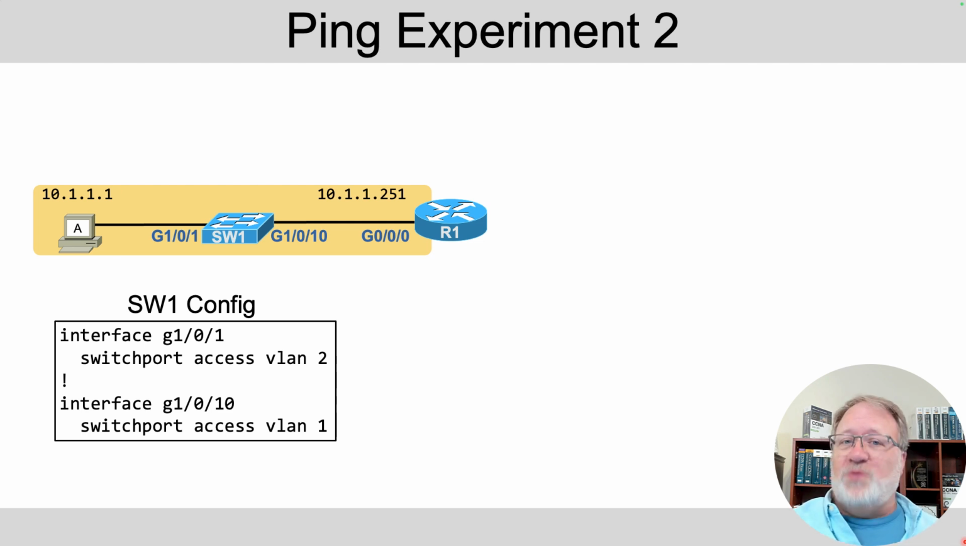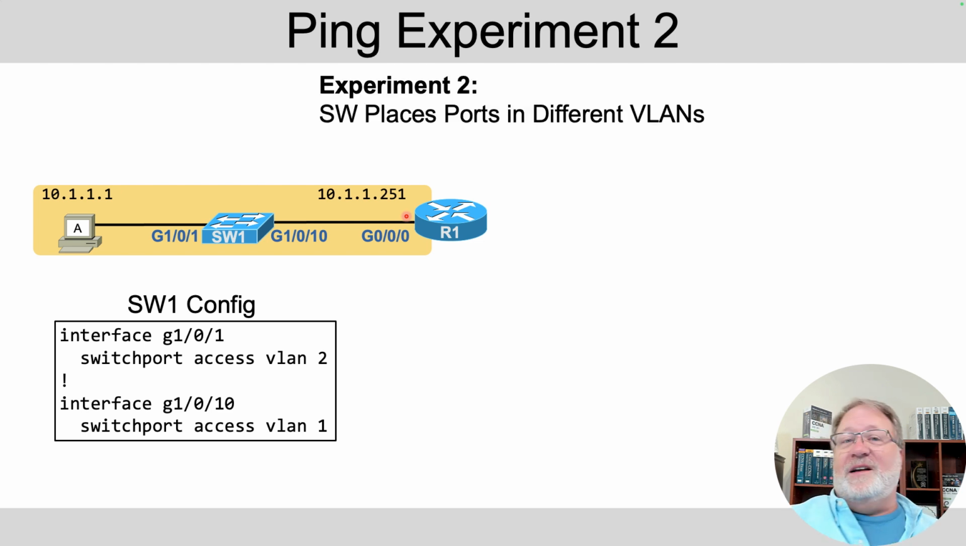In this case, everything's working until I purposely break the LAN switch configuration by putting one of the relevant ports, gig 1/0/1 on the left, in VLAN 2, and gig 1/0/10, which is connected to the router, leaving it in default VLAN 1. So now they're in different VLANs. There's no layer 2 connectivity between host A and router R1, which would just be a configuration mistake. We'll call that experiment 2.